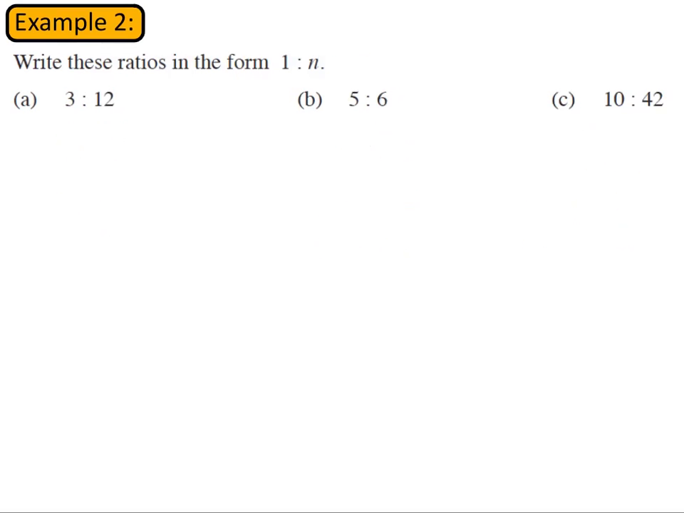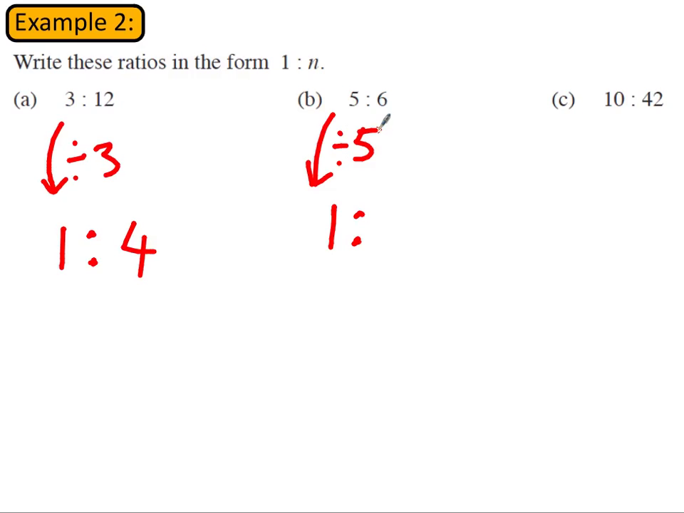Okay, so moving on to the next one. We've got ratios in the form 1 to n this time. So this means the number on the left has to be 1. So if I start off with 3 to 12, I know I'm going to need to divide by 3 to get that 1 on the left hand side. Doing the same thing to the 12 gives me 4, so it's 1 to 4. In the next example, I'm going to need to divide both the numbers by 5, because that way I'm going to have a 1 on the left hand side.